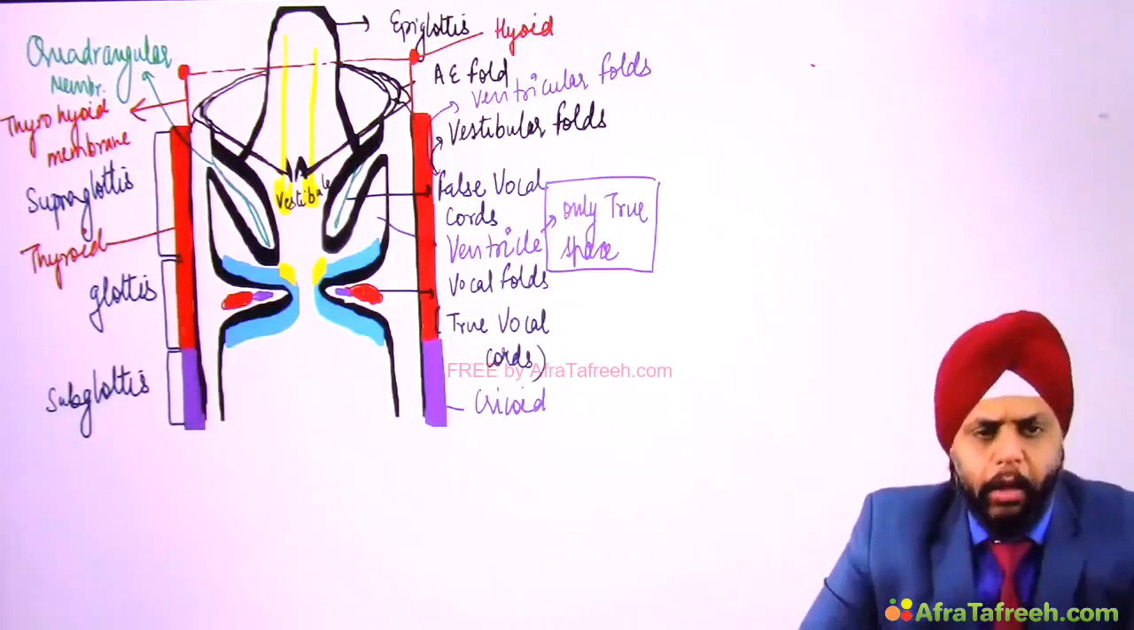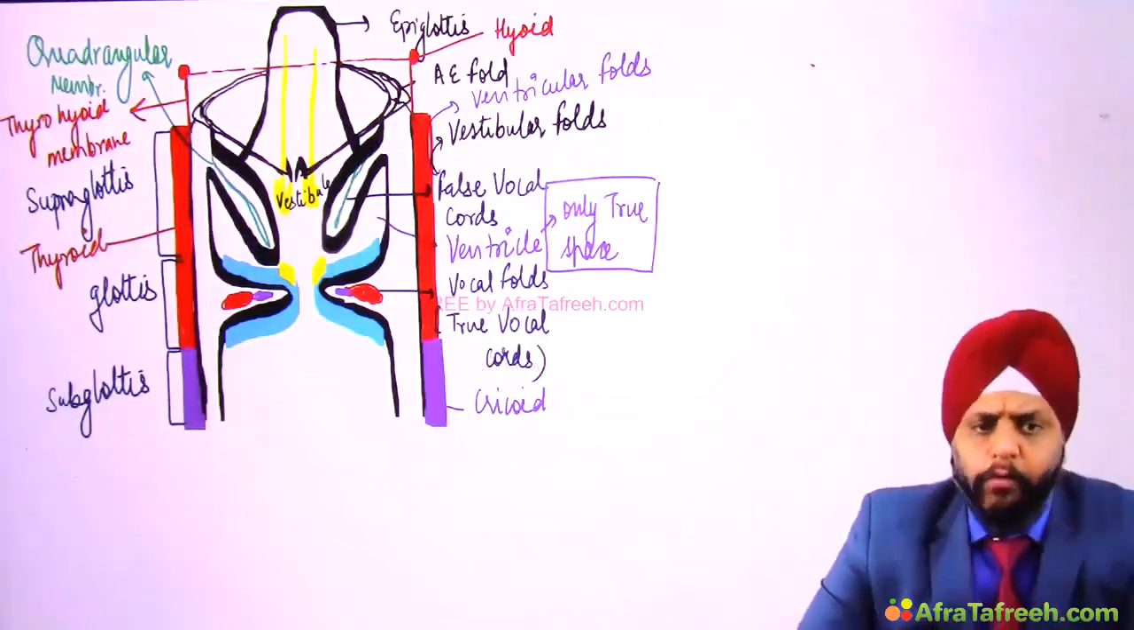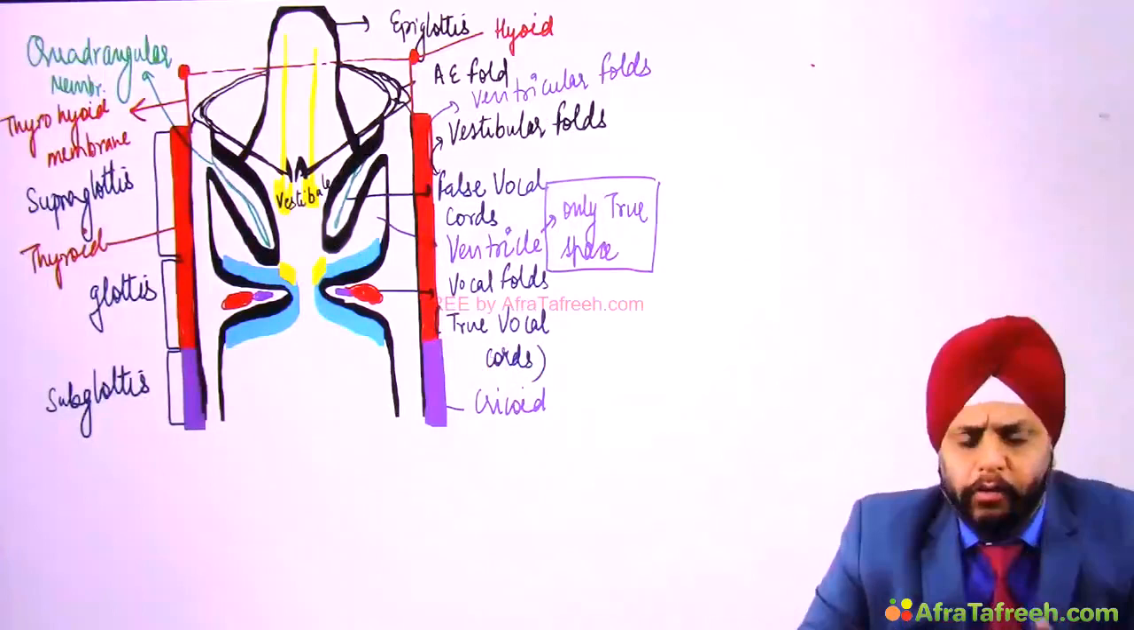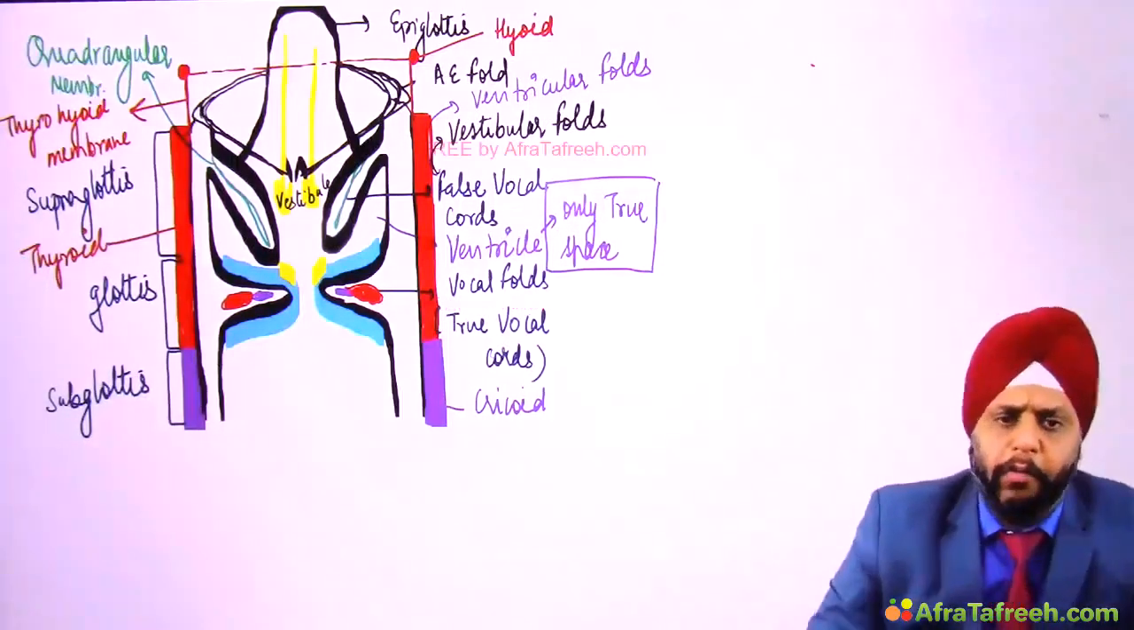Okay, now let's come to subglottis. What do we see in the subglottis? We see that there is no structure. There is no structure inside the subglottis. This is formed by a complete ring of cricoid cartilage.